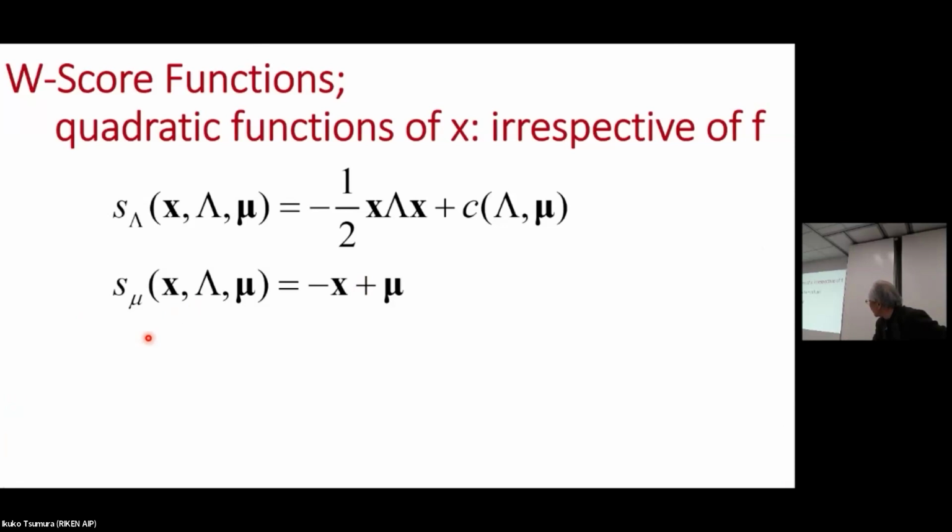Okay, it's a quadratic form. This is something constant, not dependent on x. And the score function for the location parameter mu is only a linear function. So this can be easily solved to give the Wasserstein estimator in this affine deformation model.